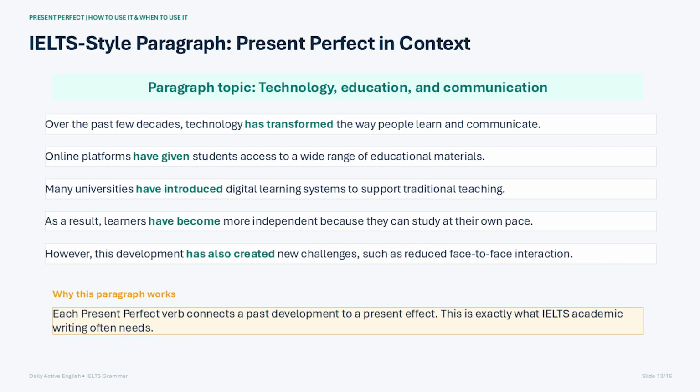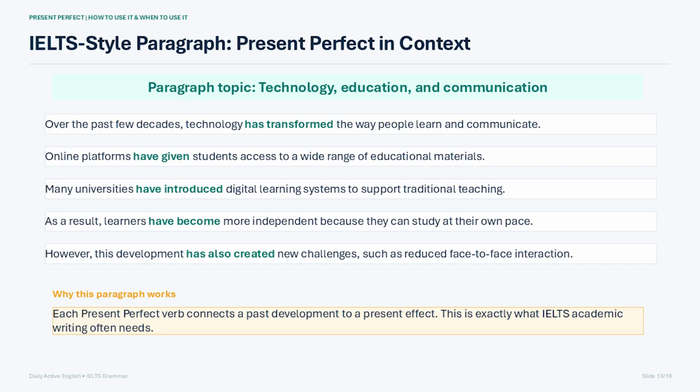Now let's look at an IELTS-style paragraph. Over the past few decades, technology has transformed the way people learn and communicate. Online platforms have given students access to a wide range of educational materials, and many universities have introduced digital learning systems to support traditional teaching. As a result, learners have become more independent because they can now study at their own pace. However, this development has also created new challenges, such as reduced face-to-face interaction and increased screen time.